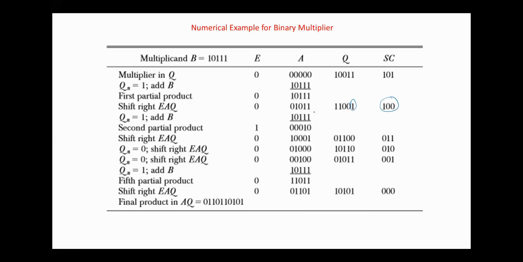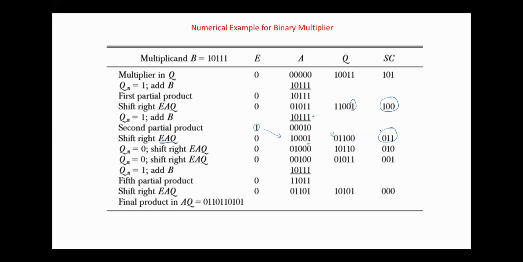Since it's 1, we add B here, and the result is 0, 1, 0, 0, 0, and we have a carry 1. Now we shift right the E flip-flop with the A and Q registers. So here we'll have this one, and these bits are shifted to the right 1 position. Here 1, and this 0 is shifted to the Q register. And we decrement the sequence counter by 1.